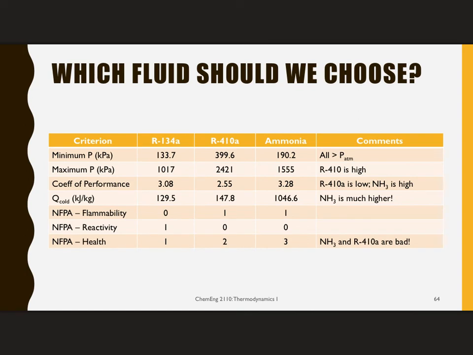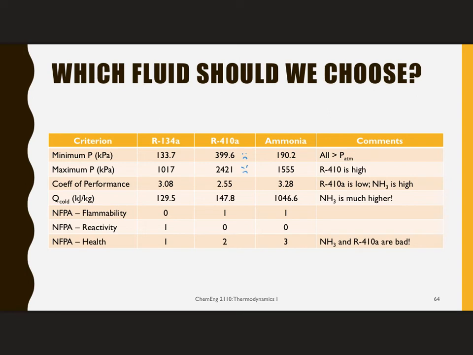So now let's consider what we should actually choose. I've summarized our findings. For our refrigerants in order 134A, 410A, and ammonia, the minimum pressures we found were 133.7, 399.6, and 190.2. So all of them are higher than atmospheric pressure, which is certainly one of our criteria. This one, 399.6, is a lot higher. It seems like maybe a bad idea. It's not the end of the world, but we could probably go with something a little lower there and still be safe.